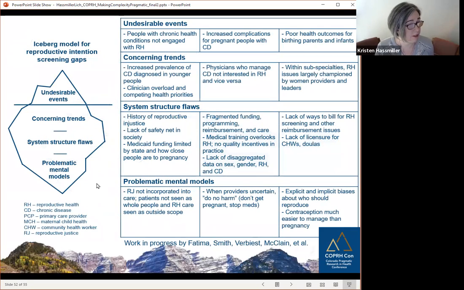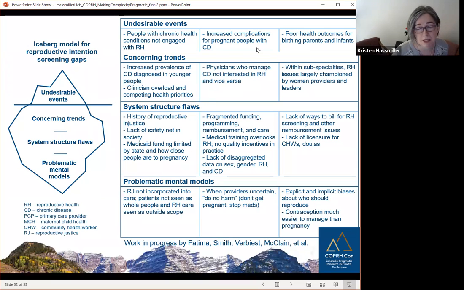So here's an example of an iceberg where we had a lot of conversations with a number of different stakeholders to understand this problem of reproductive health. Why it's so hard to really improve reproductive health outcomes for individuals with chronic disease. So at the top of the iceberg, we have indications of a problem. I'm just showing you a subset of the things that we talked about, but we've got a much more complete table like this that lays out the breadth of what was illuminated through these conversations.